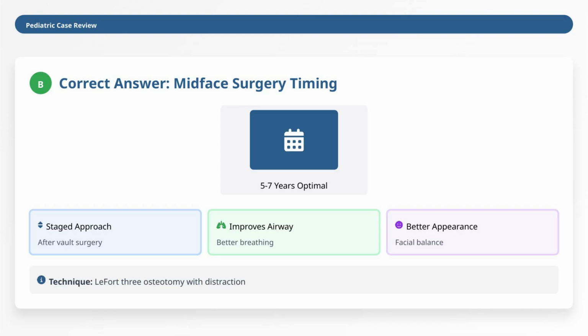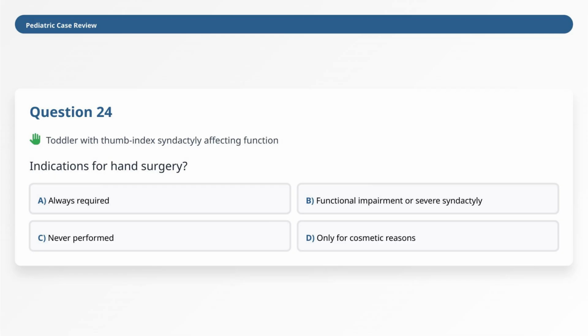Mid-face advancement surgery is typically performed later in childhood, usually between ages 5 and 7 years, after completing cranial vault reconstruction. This staged approach allows initial focus on protecting the brain, then addressing mid-face protrusion once facial growth provides adequate bone stock. The procedure, often a LeFort III osteotomy with distraction, advances the entire mid-face forward, improving both airway function and facial appearance. Question 24.